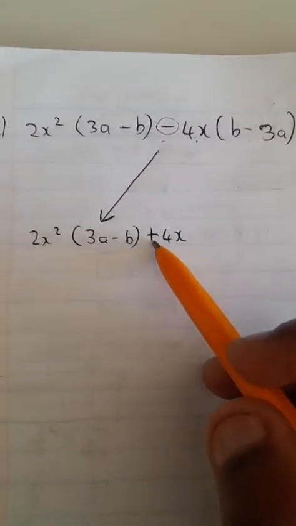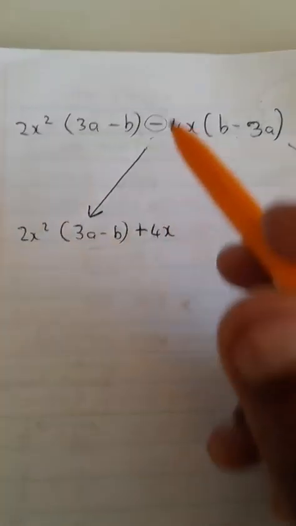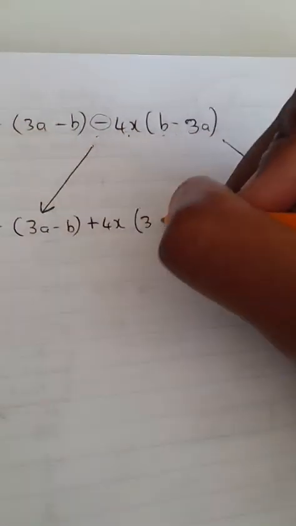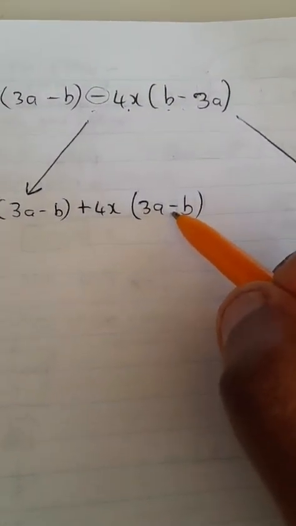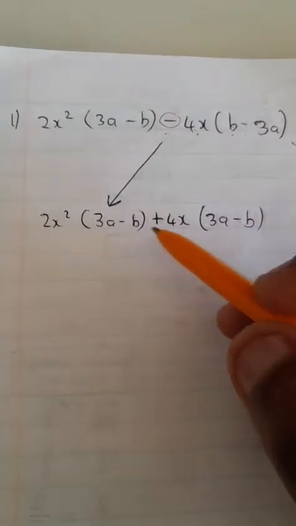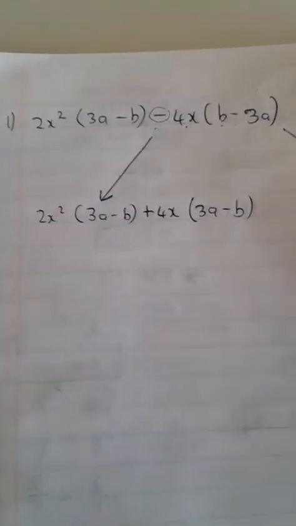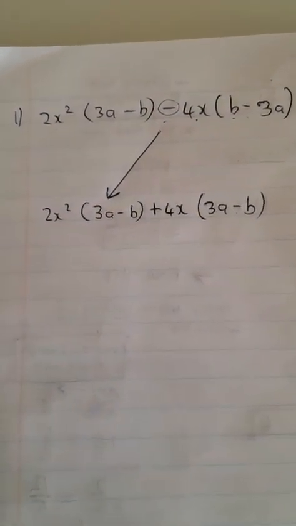The outside sign changes from negative to positive because we are applying the sign change rule. Then we can change the order whilst retaining the sign that is negative for our bracket. Now I'm sure you guys can see, 3a minus b and 3a minus b. We are good. We are so good. All right. Now.